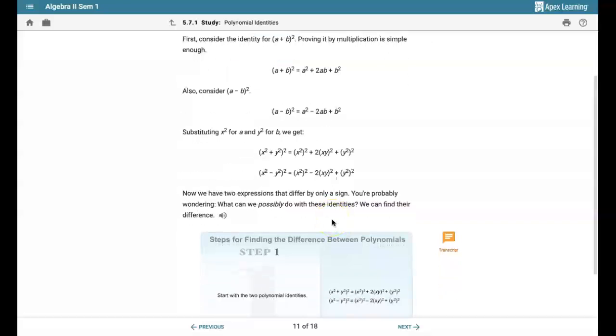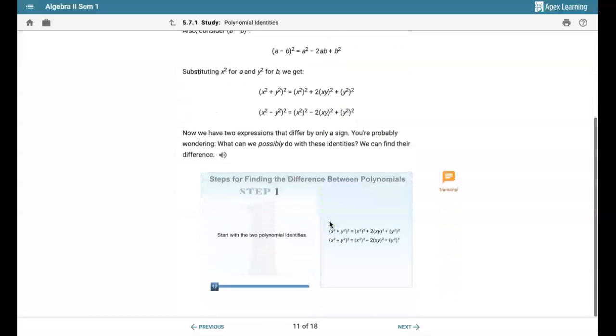What these are is two expressions that only differ by one sign. So if we want to figure out the difference between the two polynomials, we can subtract the second from the first polynomial, trying to find the difference between them, right? We rearrange our terms, we simplify.